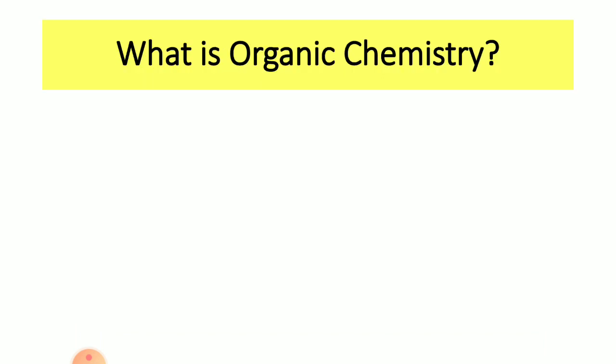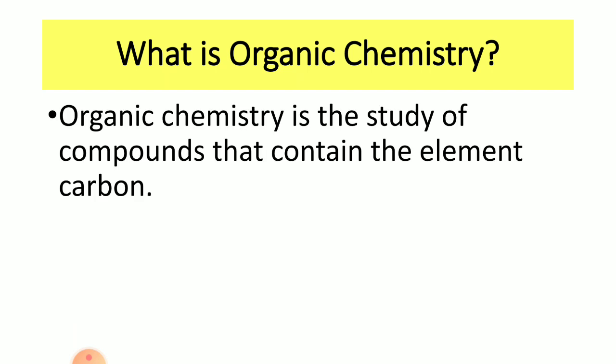What is organic chemistry? Organic chemistry is the study of compounds that contain the element carbon. While it may seem odd that an entire discipline is devoted to the study of a single element in the periodic table, millions of organic compounds are known. These organic chemicals affect virtually every facet of our lives. And for this reason, it is important and useful to know something about them.